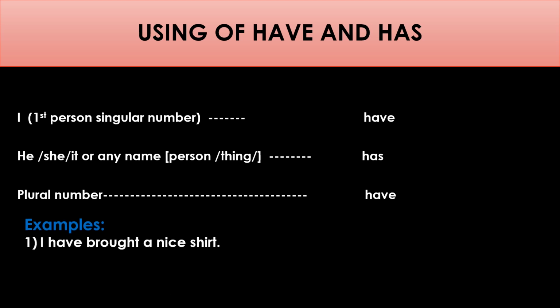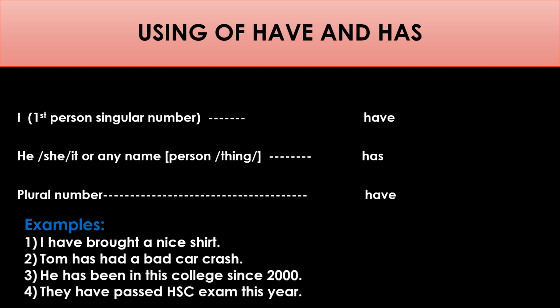I have brought a nice shirt. I is first person singular number, so have has come with I. Then, Tom has had a bad car crash. Okay, Tom has had a bad car crash. Here Tom is the subject, has is the auxiliary verb, and had is the main verb because it is the PP form of the verb have.